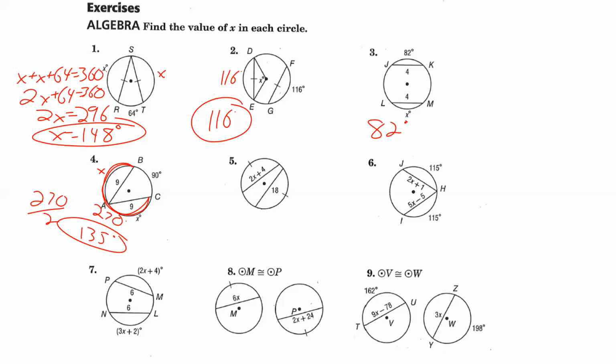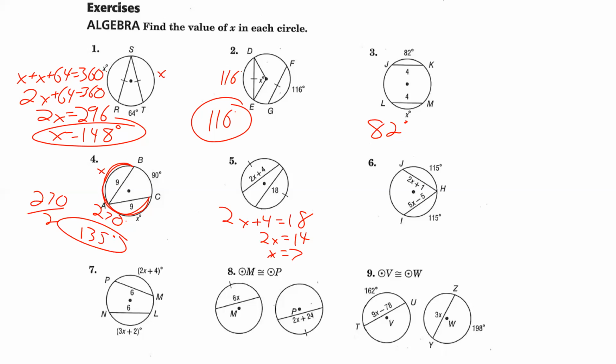Number 5, that's a lot like our original problem. You know, the arcs are the same. So these two pieces that they gave us should also be equal. So set up an equation and solve. Subtract the 4, 14, divide by 2, and x is 7. 6 and 7 are kind of the same idea there as 5.